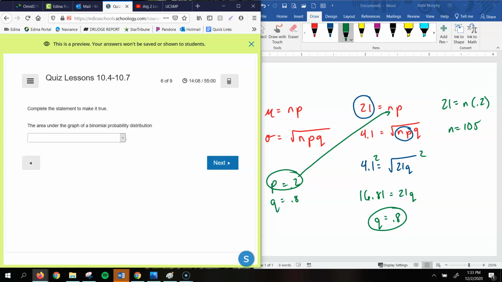Let's look at this one. Complete the statement to make it true. The area under the graph of a binomial probability distribution increases as the number of trials increases, decreases as the number of trials increases, or will always be 1. The area under the graph of a binomial probability distribution, even though it might look more spread out or taller in different circumstances, if you're to add the probabilities will always be 1.